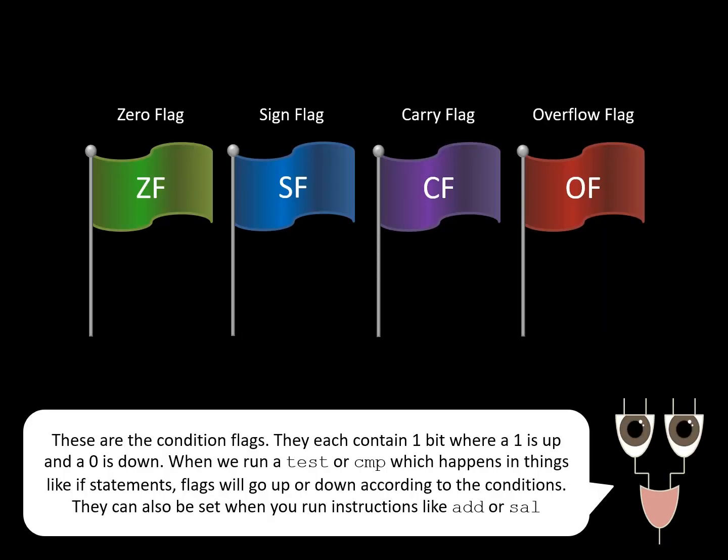These are the condition flags. They each contain one byte, where a 1 is up and a 0 is down. When we run a test or compare, which happens in things like if statements, flags will go up or down according to the conditions. They can also be set when you run instructions like add or sal.